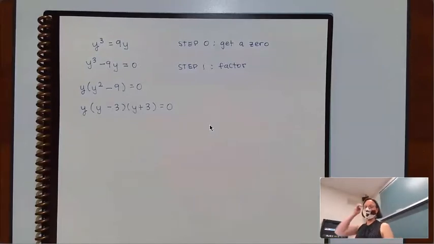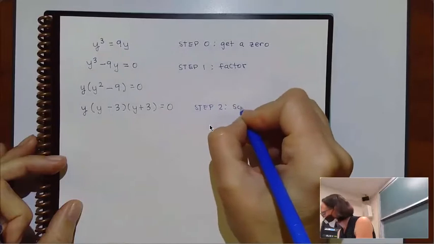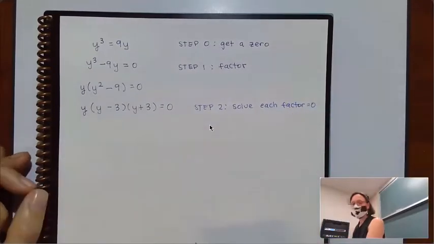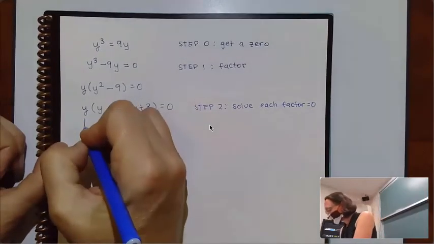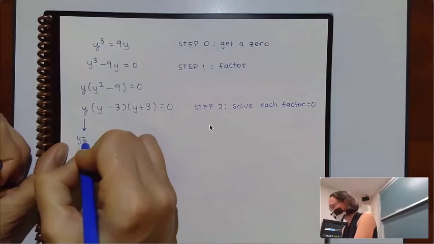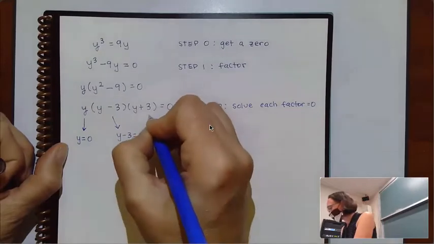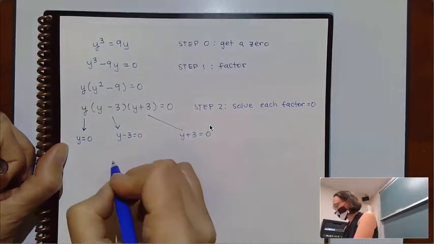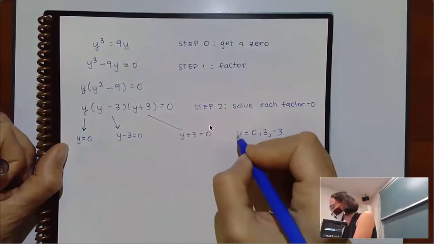We haven't actually done one like this, so it's awesome that this gets to be our last one. Now I move on to step 2, which is to solve each factor equal to 0. Don't forget about the y out in front. This is a factor also. This says y could be equal to 0, or y minus 3 is equal to 0, or y plus 3 is equal to 0. So my answers are going to be y equals 0 or 3 or -3.